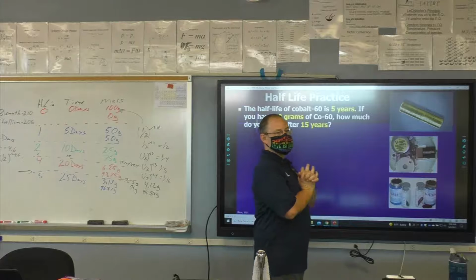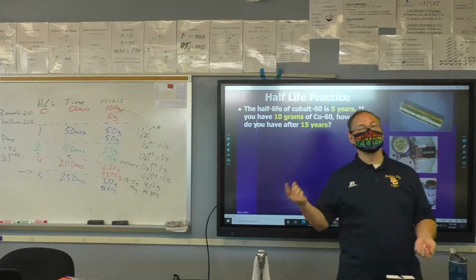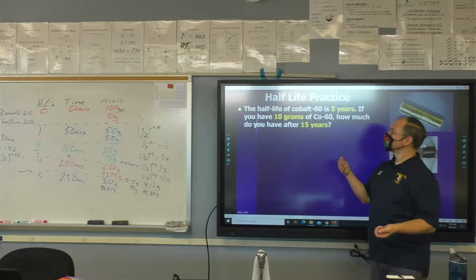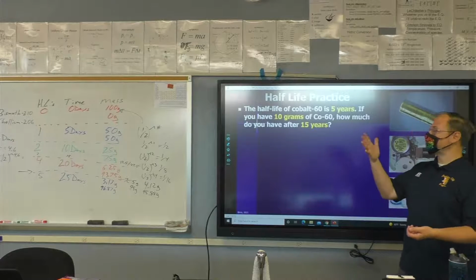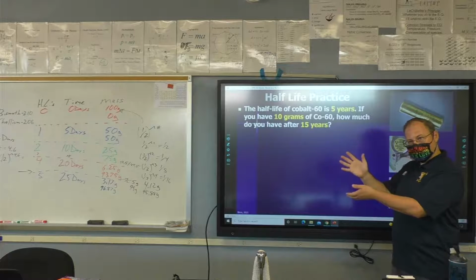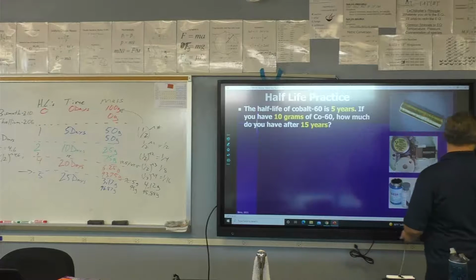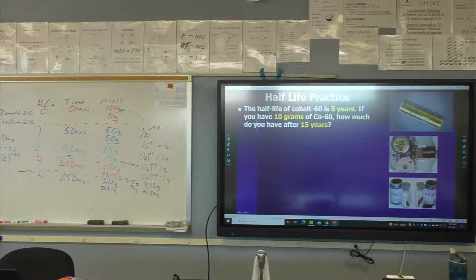Okay, so we started with 10 grams. With 1 half-life, that became 5. That was 5 years. With 2 half-lives, that became 2.5 in 10 years. And 3 half-lives is 15 years. So you can also say, I know I got 0.5, I'm going to raise it to 3 half-lives and then multiply that by 10 grams. So chart, great. Math, great.